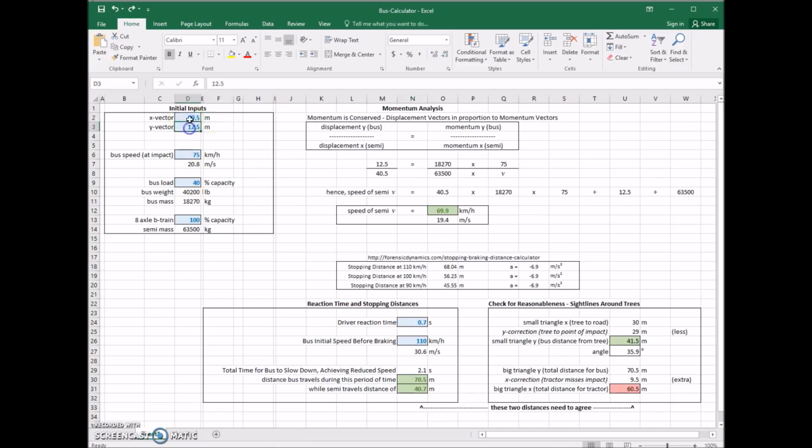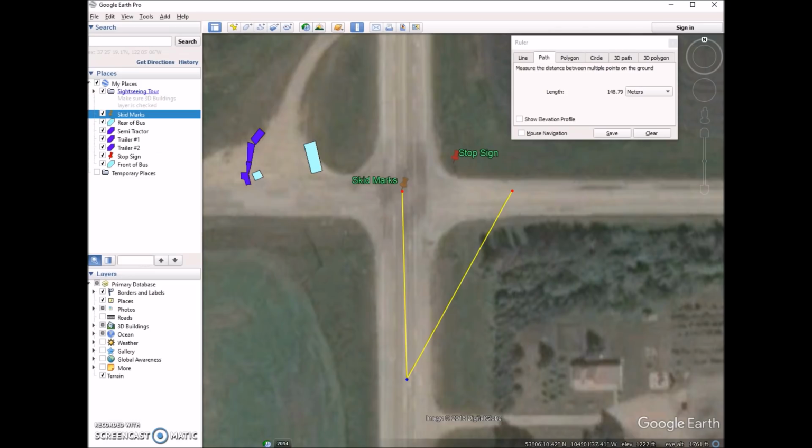Another thing I should mention, these vectors, I changed them. If you look here, I drew in, this is the debris.